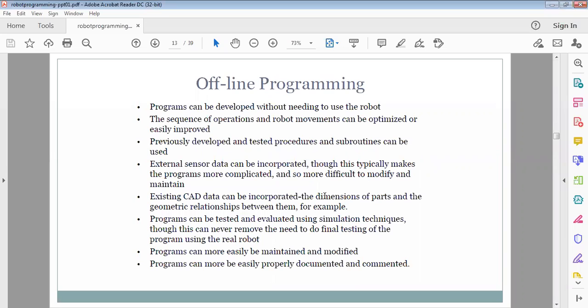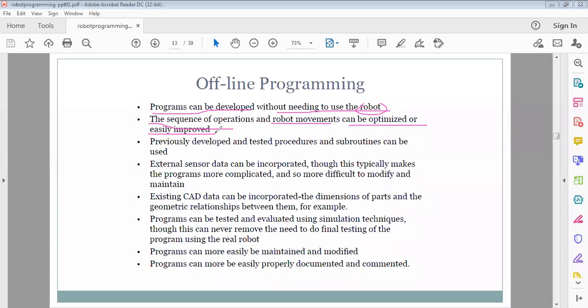Now offline programming. Offline programming is sophisticated, advanced level programming, a PC kind of program. Step by step you learn this offline. What is offline? Programs can be developed without needing the use of the physical robot. That is the first point. The sequence of operations and robot movements can be optimized or easily improved.